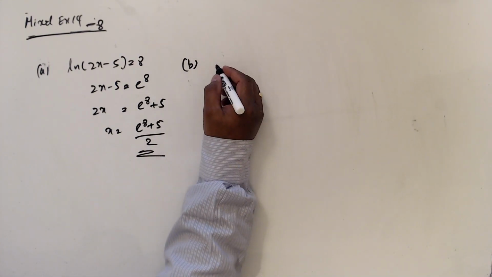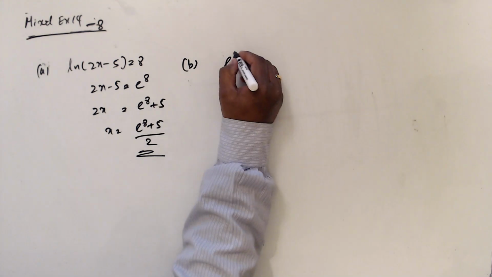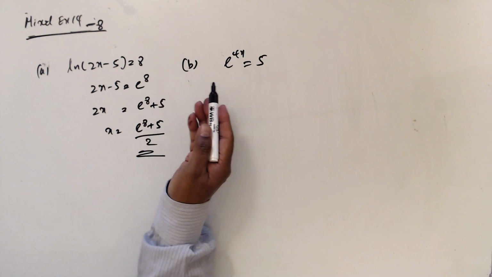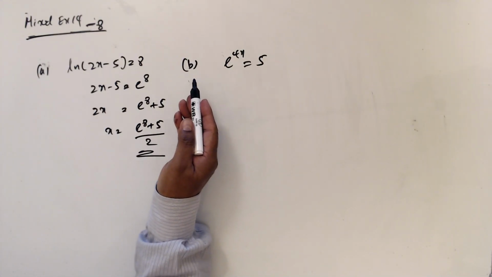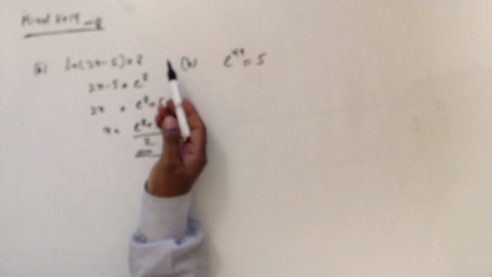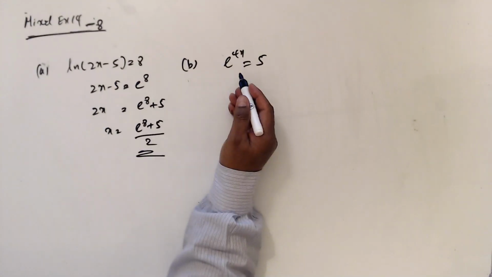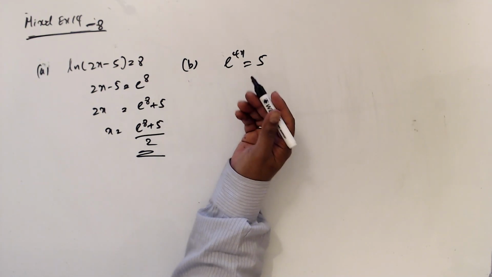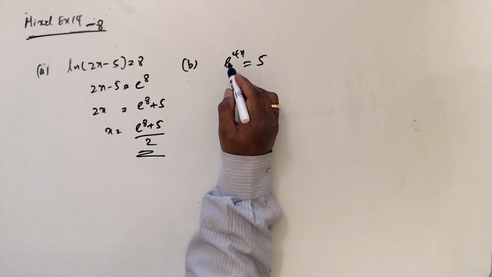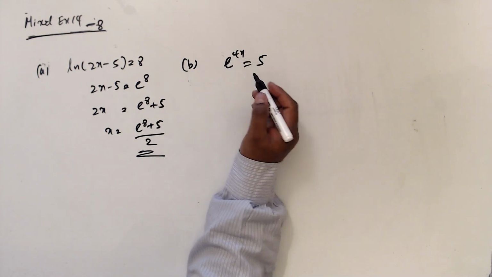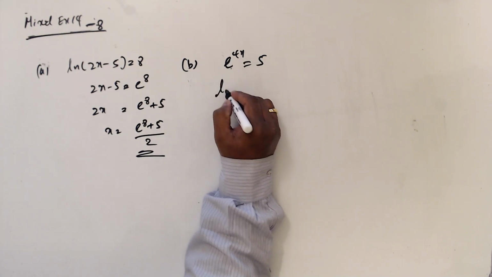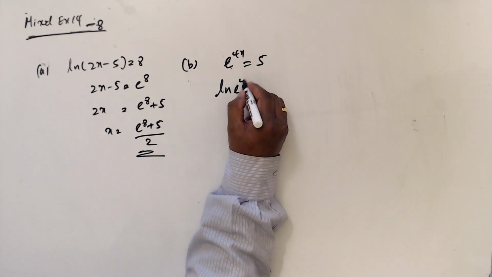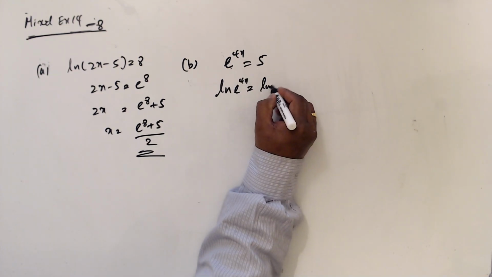Question b, e to the power 4x equals 5. Sometimes we have to take the log out, get rid of log or ln, and other times we have to apply it. Those are the only things we have to do, either take it out or apply it. So in here we have to apply ln, base e. ln of e to the power 4x equals ln 5.